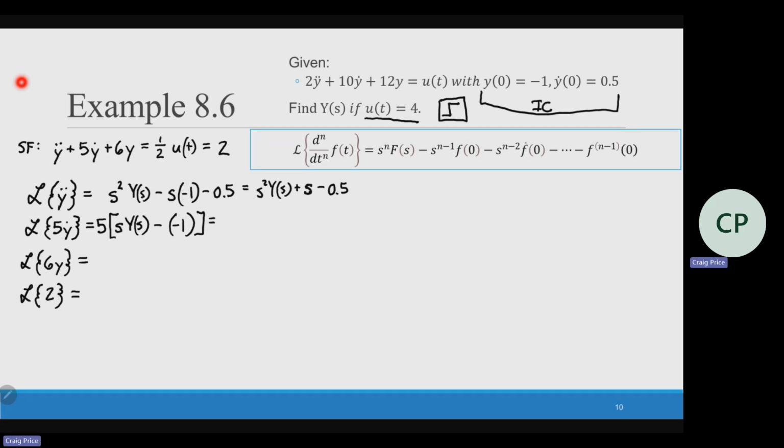Notice how these line up, right? We're always going to use that first initial condition, no derivatives, just like that. And we see the s's get knocked down. Now I do want to make sure that I have the 5 there. So this should be a 5s times y plus 5. That is the Laplace transform of 5y dot using the initial conditions.